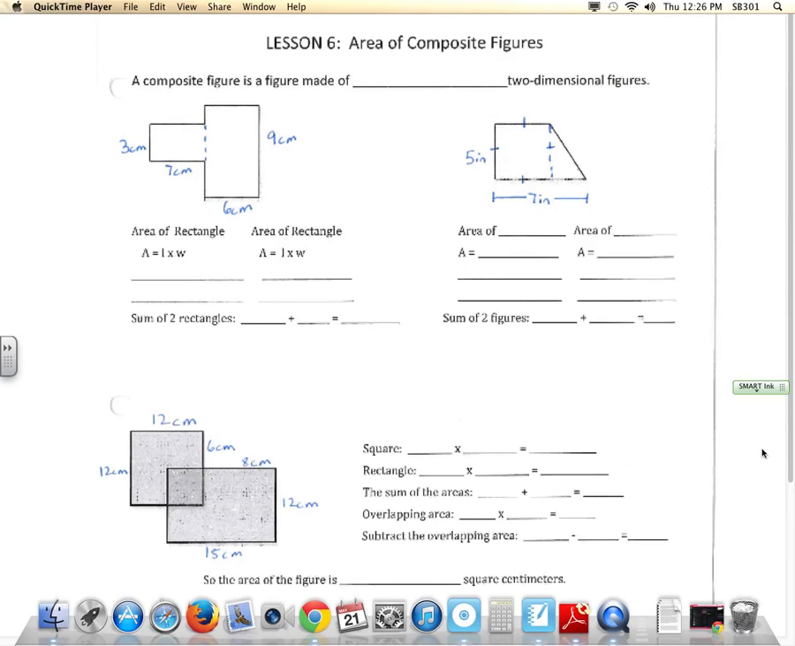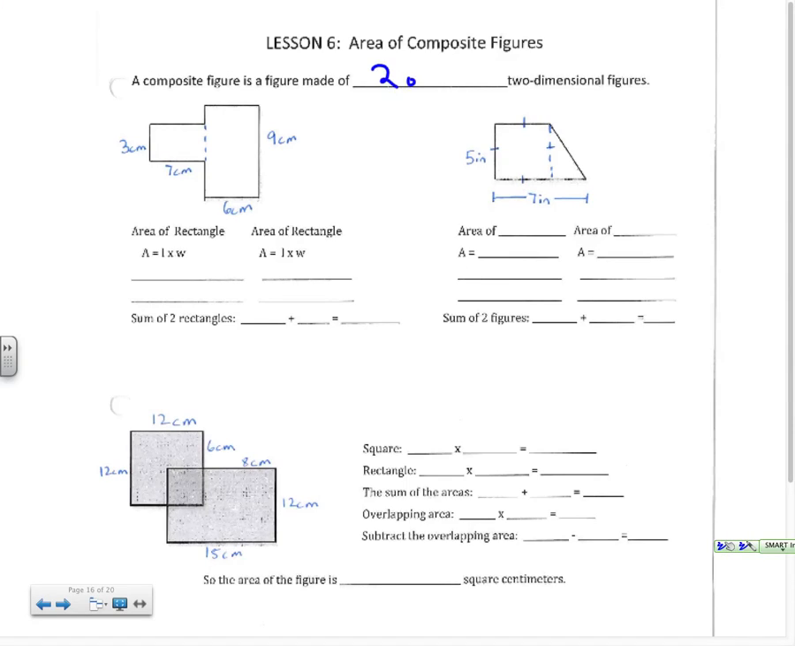Okay, we are on our final lesson of Chapter 9. This is Lesson 6 on areas of composite figures. A composite figure is made of two or more two-dimensional figures.